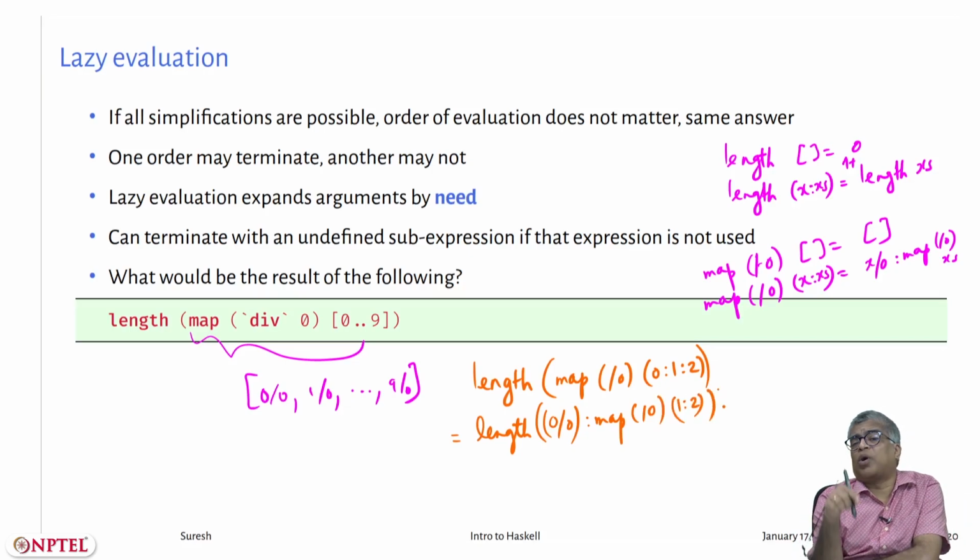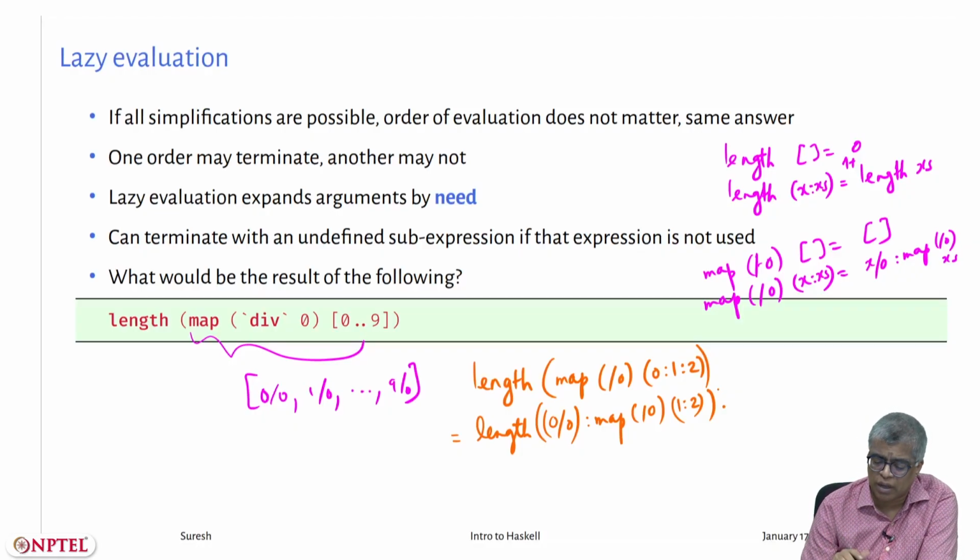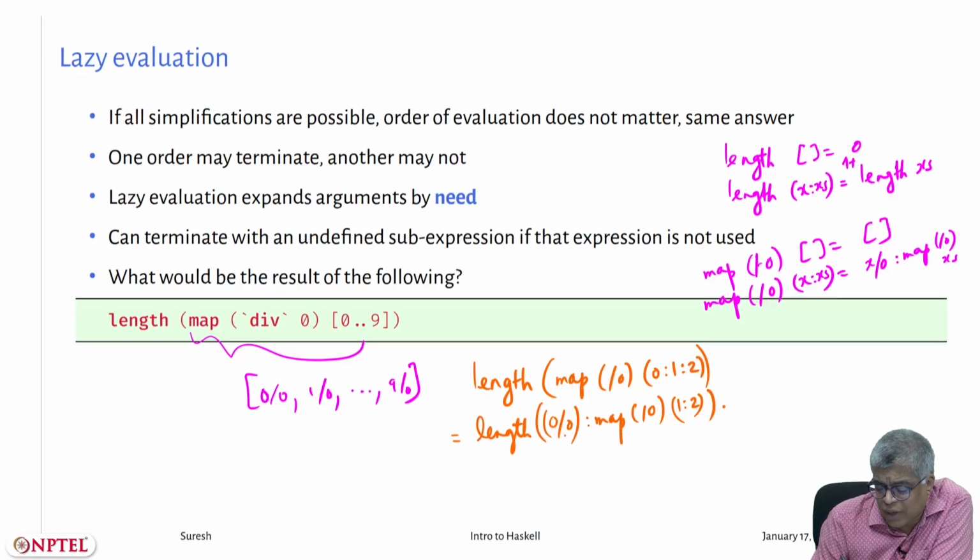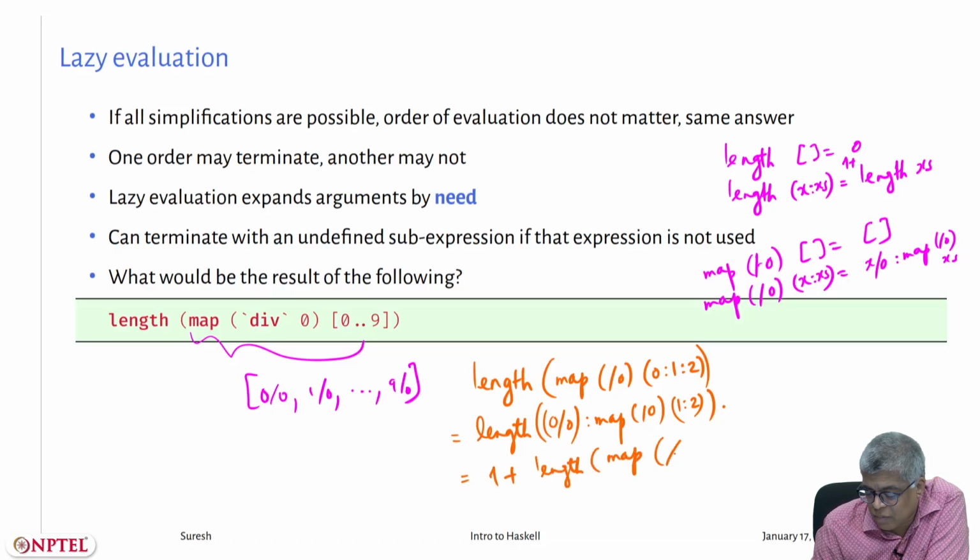At this point I am not evaluating 0 by 0. I am just saying f applied on that; I do not need the value. Only when I need the value will I evaluate it. But length of this whole thing does not need me to evaluate this value; I will just discard it, it is anything whatsoever. So I will just get 1 plus length of map by 0 of 1 colon 2.